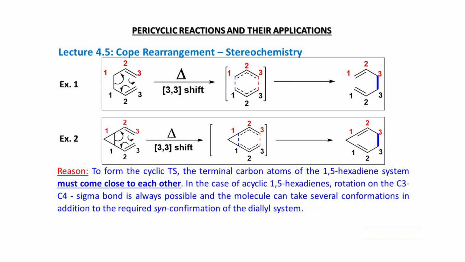The reason is stated like this: to form the cyclic transition state in the first molecule, that is 1,5 hexadiene, the terminal carbon atoms of the 1,5 hexadiene system must come close to each other, right? In the case of acyclic 1,5 hexadiene, example 1, rotation about the C3-C4 sigma bond is always possible, as it is free and not bound to anything. The molecule can take several conformations in addition to the required syn conformation of the diallyl system. As discussed in any of these reactions, the terminal carbon atoms should be close to each other so that the lobes previously involved in the pi molecular orbital turn by 90 degrees and result in the formation of a sigma bond.